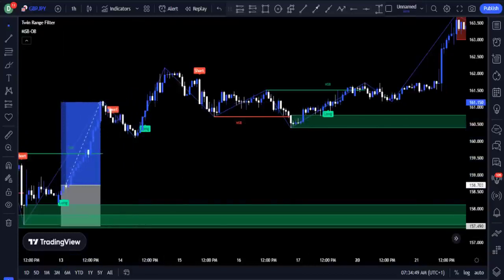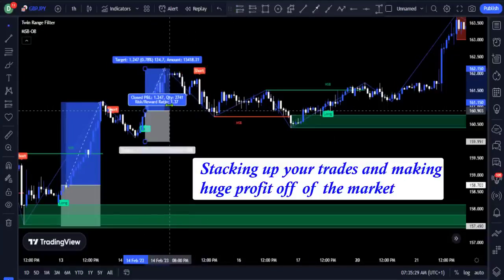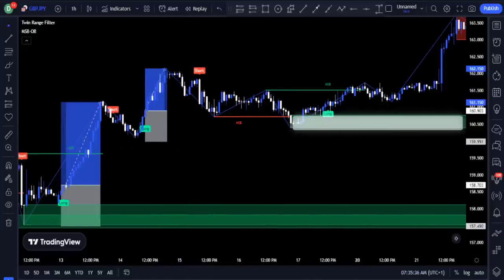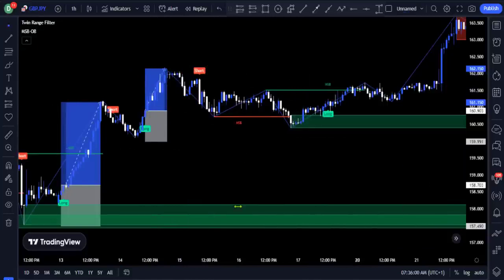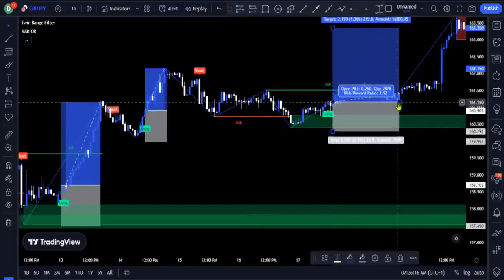Another confirmation is that when you get this break of structure, the price pulled back small and you got a long trade entry signal from the Twin Range. And you will take another long trade. And this is how to stack up your trade to make huge profit out of the market. The same thing happened here, a pullback, then an order block and a signal to enter long trade. And then you will take a long trade like this as well, stacking up many trades and locking in profits altogether.